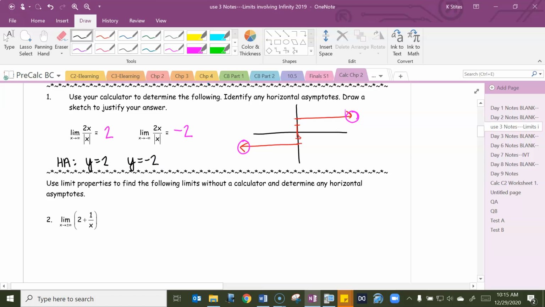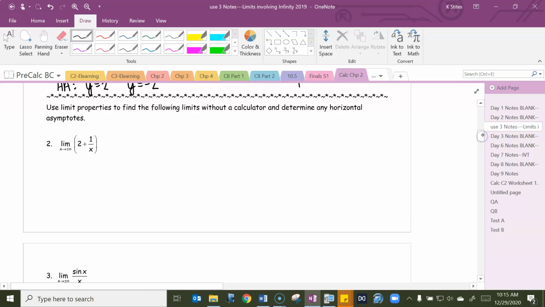And again, the most you can have is two horizontal asymptotes because it's what's happening as x approaches infinity and as x approaches negative infinity. Those are the only two options. All right, so let's use limit properties to find the following limits without a calculator and determine any horizontal asymptotes. Now, some people might be able to just think of this visually. This is the reciprocal function that's just been moved up 2. You may be like, oh, I know what the limit is automatically, but that's all right. Let's go ahead and use our limit properties just to confirm.